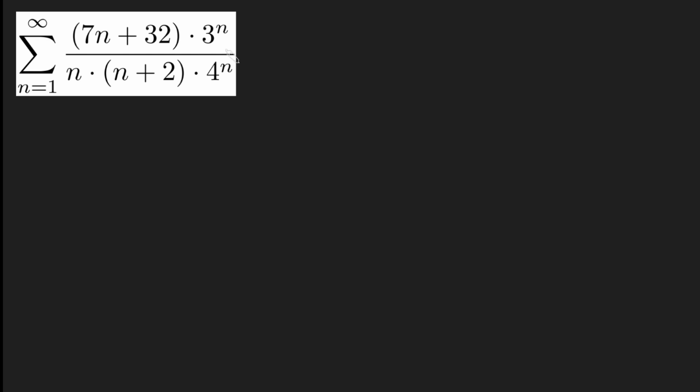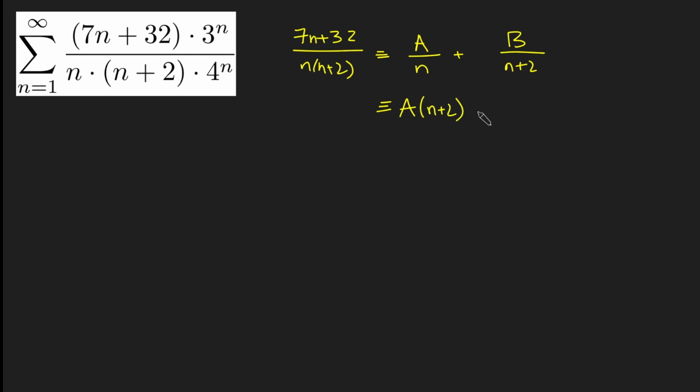So what we're going to first do is consider this (7n + 32) over n(n + 2), and split it into partial fractions. So this is going to be the same as a over n plus b over n + 2. I could do this using the cover-up method, but I'm just going to do the standard way. I'm going to cross multiply and clear both denominators. So multiply both sides by n(n + 2), and I get 7n + 32 is the same as a times (n + 2) plus bn.